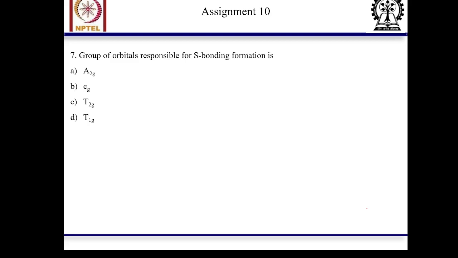Question: which group of orbitals is responsible for sigma bonding formation? And this is also for the octahedral. Again, if not written, please consider that this is for the octahedral complexes we are discussing, because if we consider tetrahedral or square pyramid or other geometries, it will be completely different.